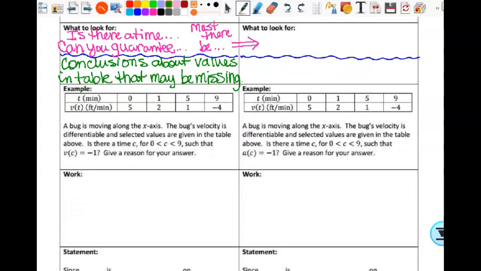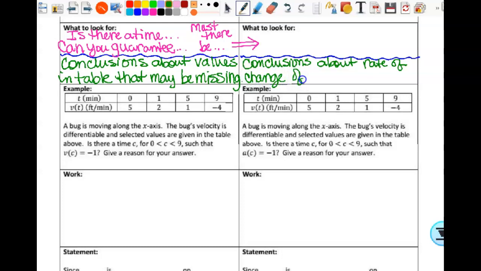For MVT, we are looking for conclusions about rate of change of the given function.